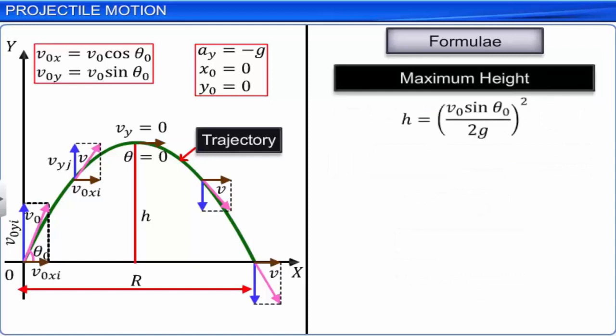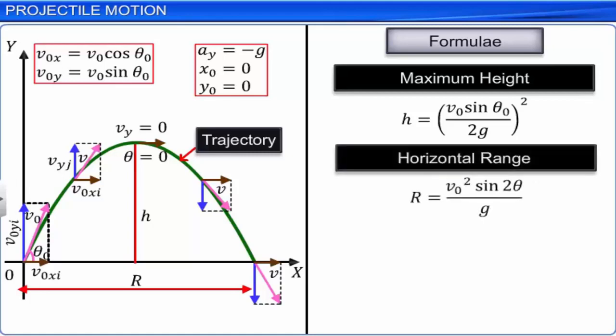The horizontal range of the projectile: R is equal to v0 square into sin 2 theta divided by g. The maximum range of the projectile: R max is equal to v0 square by g.